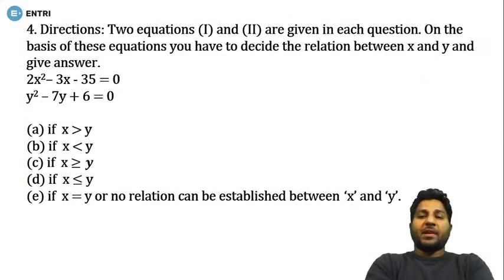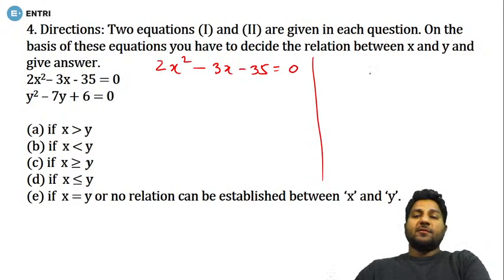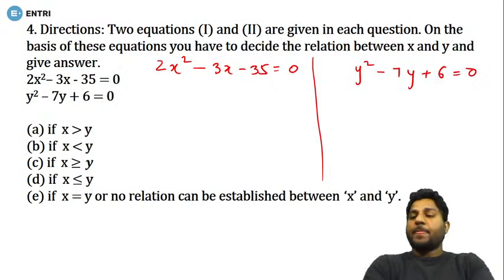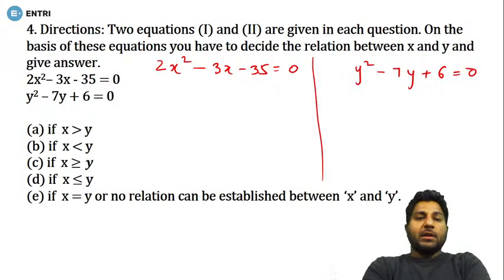Very good. Come on, I want you to solve this question. Come on guys, everyone must do this. Here, 2x square minus 3x minus 35 is equal to 0. Now let me tell you, this one is very important. Y square minus 7y plus 6 is equal to 0. So tell me how you are going to solve this one. Come on, give me the answer of this question first. Come on, quickly, because this quadratic equation question can be solved within a minute.